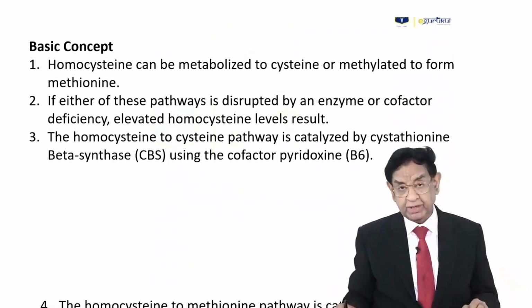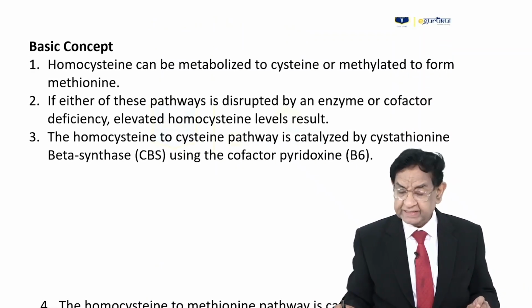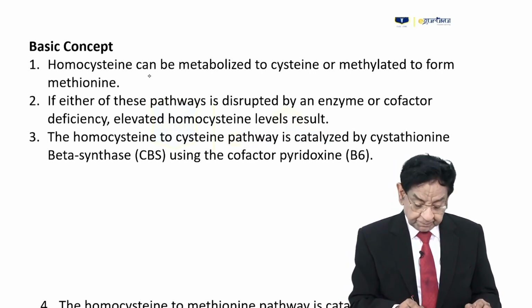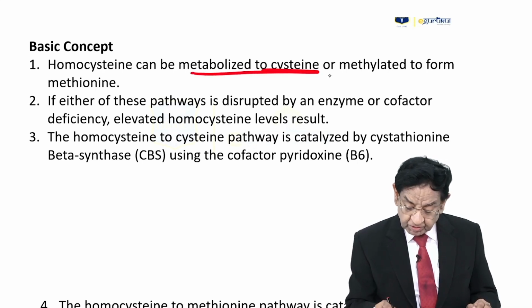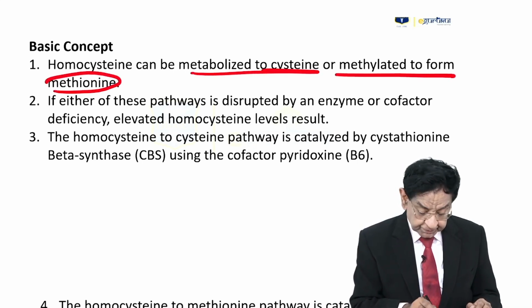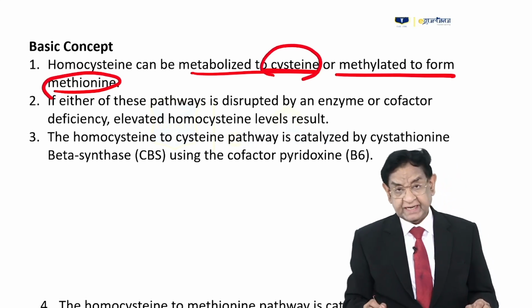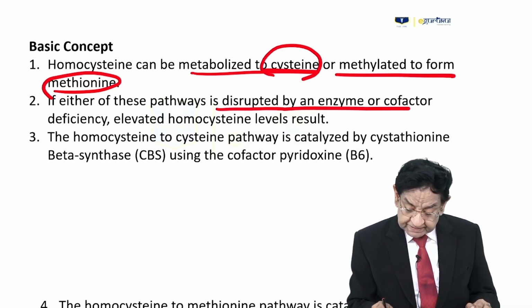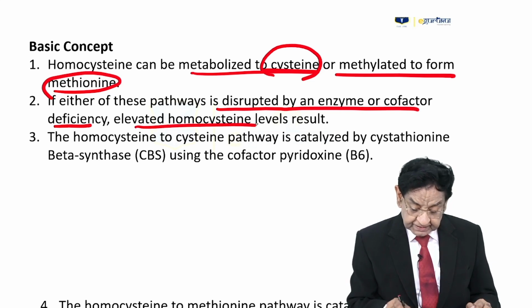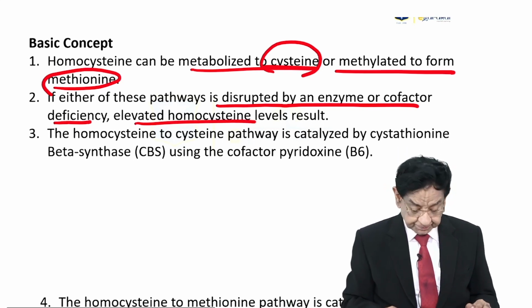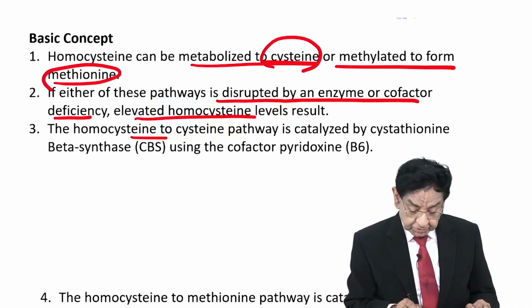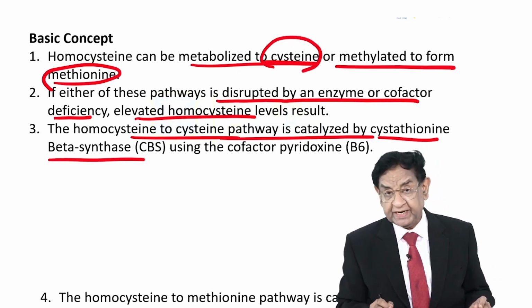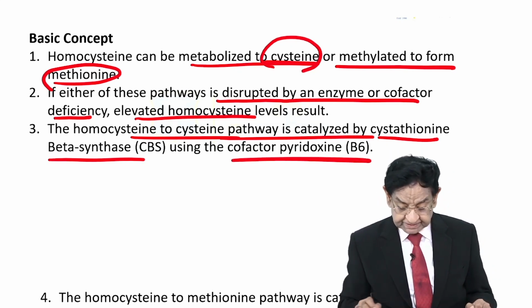Now let's read more basic concepts about homocysteine. Without understanding the basics, you will not understand why the answer is B6. Homocysteine can be metabolized to cysteine or methylated to form methionine. So these are the two end products that can come from homocysteine. If either of these pathways is disrupted by enzyme or cofactor deficiency, the homocysteine level will be elevated. The homocysteine to cysteine pathway is catalyzed by cystathionine beta-synthase, in short CBS, and the cofactor is B6.